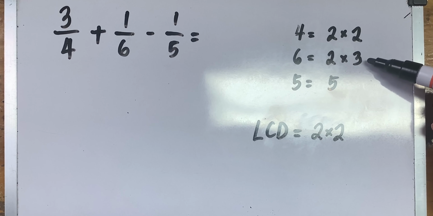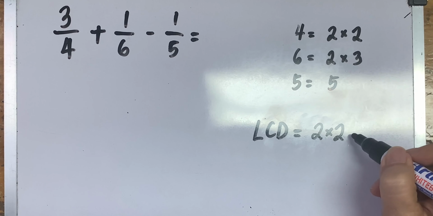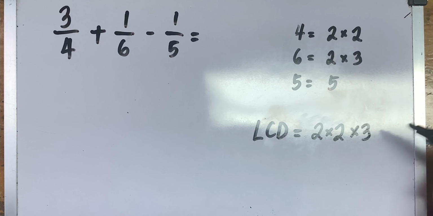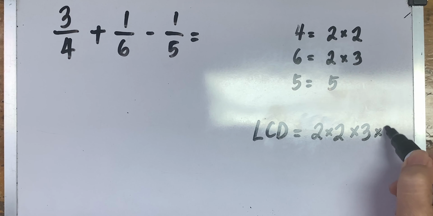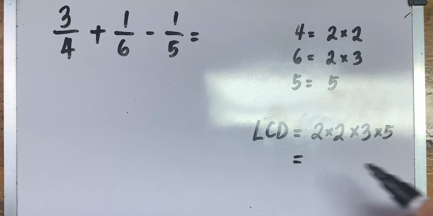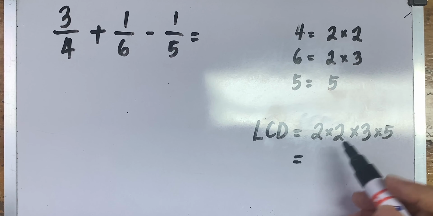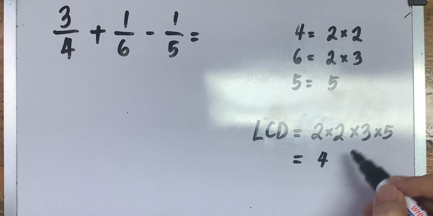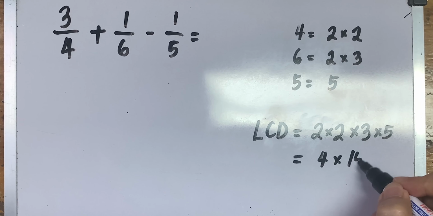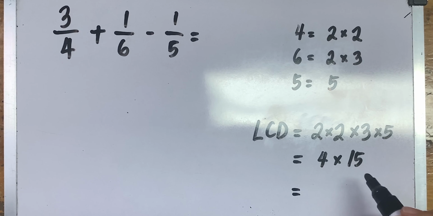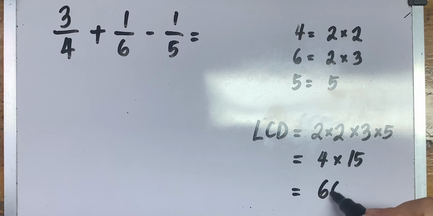Yung 3, nag-appeared lang siya once here. So, kunin natin siya as one part of our LCD. 5 appeared only once here. So, kasama rin siya sa LCD natin. Now, i-multiply natin lahat ng numbers. So, 2 times 2, that's 4. And then, multiply natin yung 3 times 5, that's 15. Multiply natin yung 4 times 15, that's 60. So, ang LCD natin is 60.